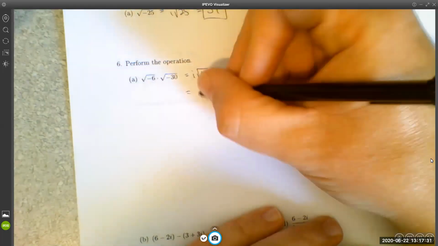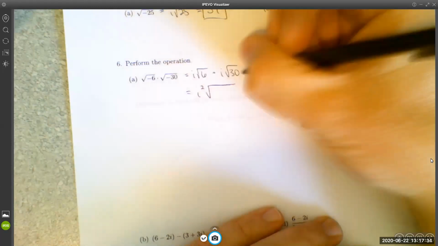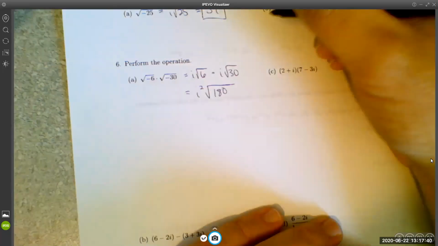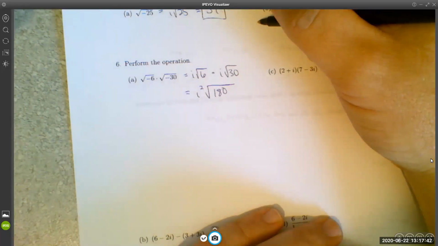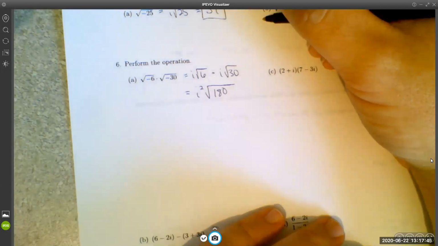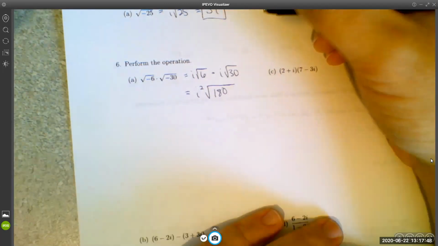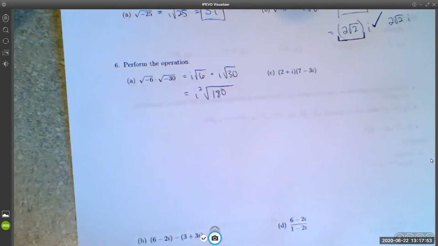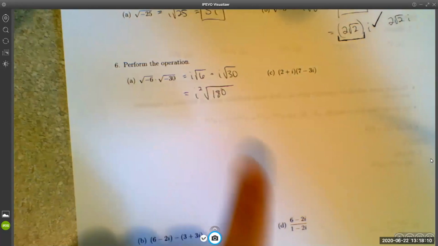i times i is i squared. Root 6 times root 30 is root 180. Okay, 180. Well, there's got to be a perfect square that goes into that. 9 for sure. Is there anything bigger? So 36, I think, goes into 180. Let's see. 180 divided by 36. Yeah, it goes in 5 times. So this is 36 times 5.